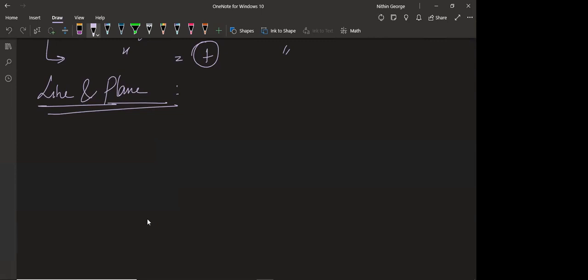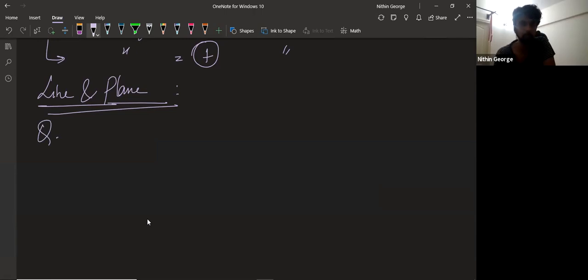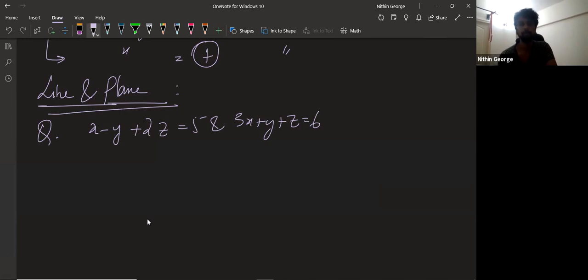Yes, sir. Okay. So line and plane. Let's begin with the preliminary question. Reduce the equation of lines in symmetrical form. Okay, write this in the Cartesian format. So this is a line. Reduce the equation of this line.